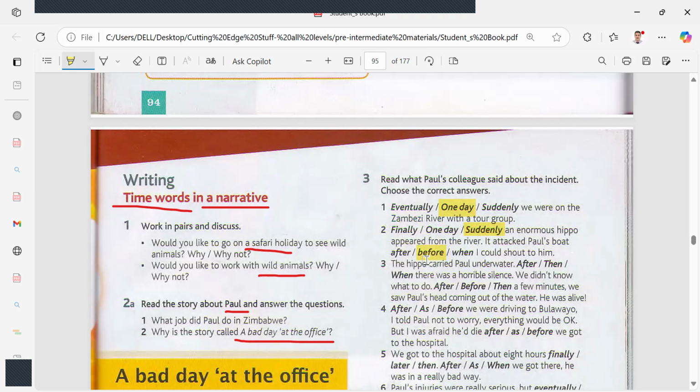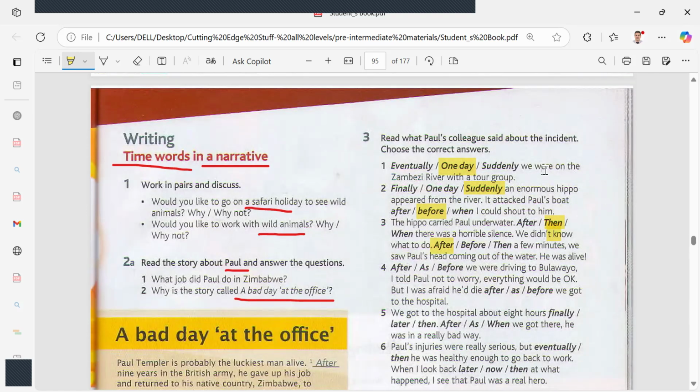Then the hippo carried Paul underwater. There was a horrible silence. We didn't know what to do. After a few minutes, we saw Paul's head coming out of the water. He was alive.